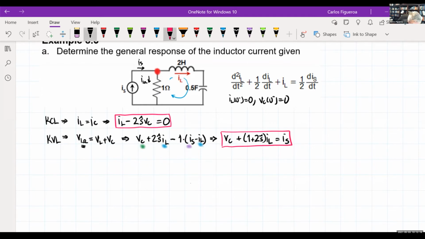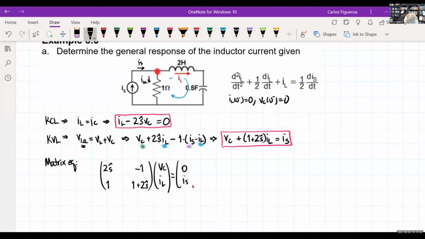Let's matrix this. So here's my matrix. I'm going to collect all the VCs here. Look at the first term. I'm going to take a minus sign. So the first term is going to read 2 S hat. IL is then going to be minus 1. Look at the second equation. I'm going to get 1. Now look at this guy. I'm going to get 1 plus 2 S hat. So then this gives me VC, IL. Look at the source. It's going to be on that side here.